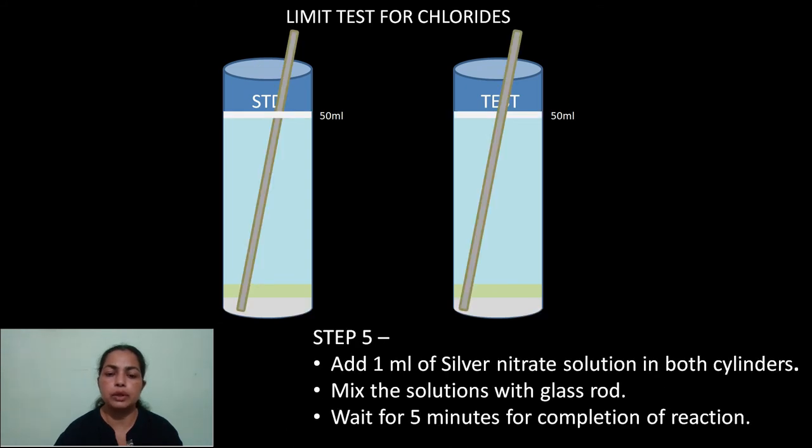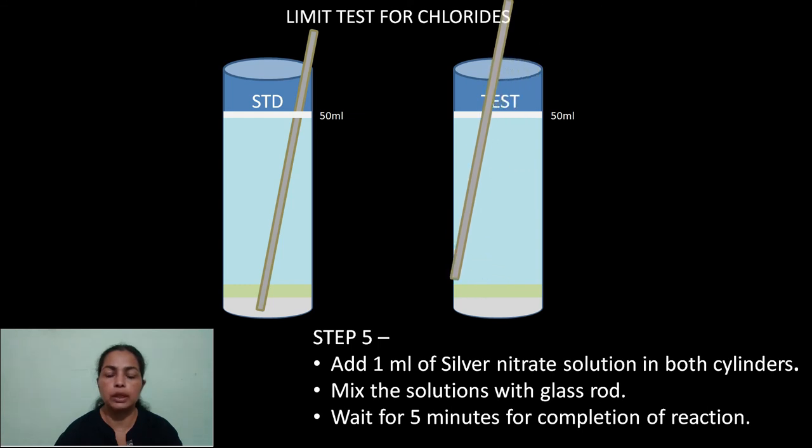Then comes step 5. In this step we have to add first of all 1 ml of silver nitrate solution, that is the main reagent used in this test, followed by mixing both the solutions properly, and we will wait for 5 minutes for completion of the reaction.